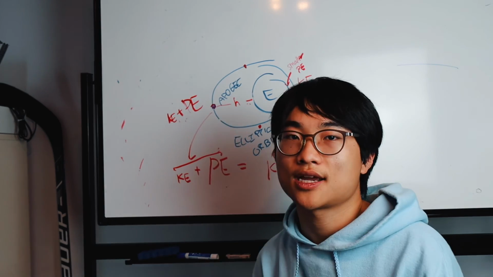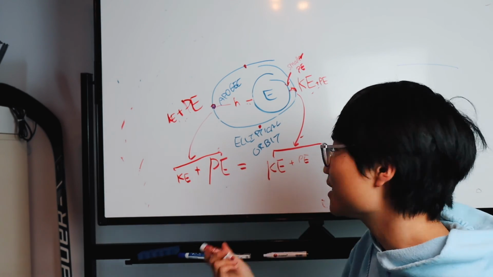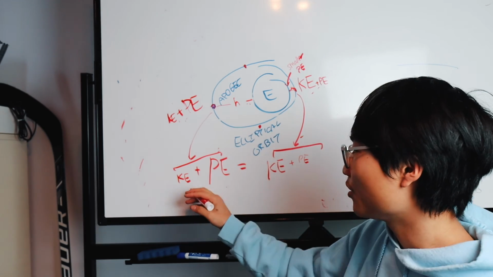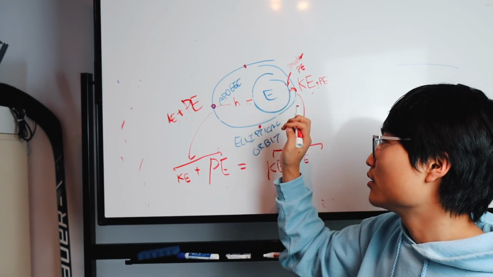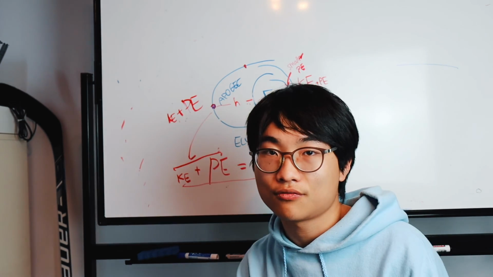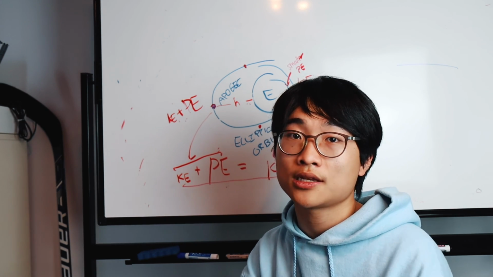See how it kind of cancels out. Small kinetic energy plus big potential energy equals big kinetic energy plus small potential energy. You notice that when one thing is big, the other is small. Same goes for this point. So it kind of cancels out and it becomes the same value. And this is how the law of conservation of energy works in a circular orbit and an elliptical orbit.